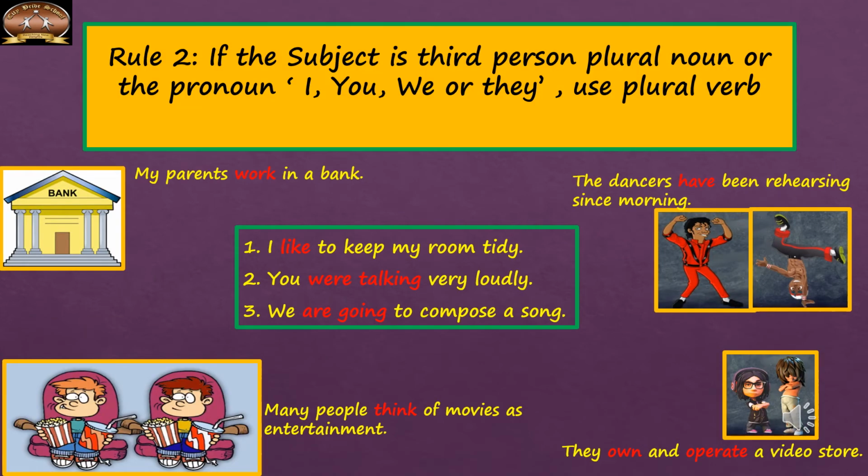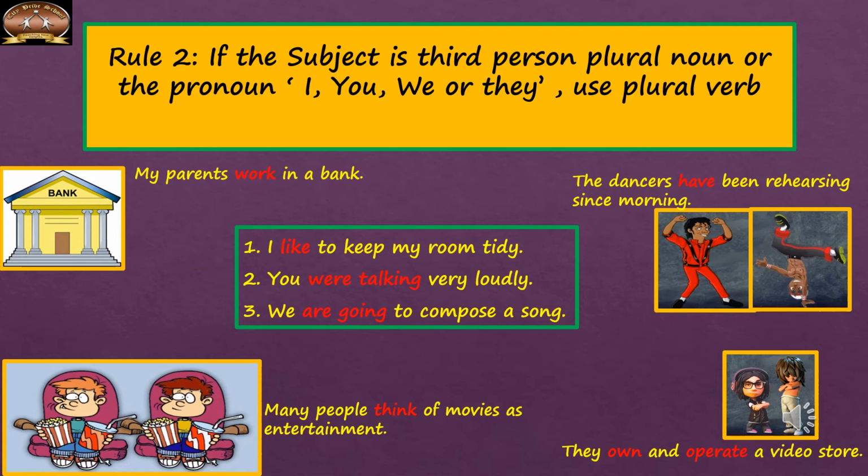Rule number 2: if the subject is a third person plural noun, or the pronoun I, you, we or they, it uses a plural verb. If the subject is third person plural, like the dancers, it is a third person plural noun. Or if it is any pronoun like I, you, we or they, we will be using the plural verb.